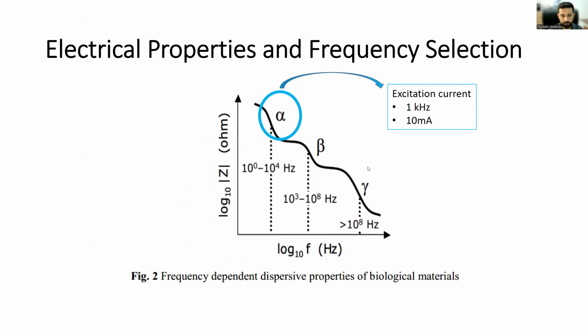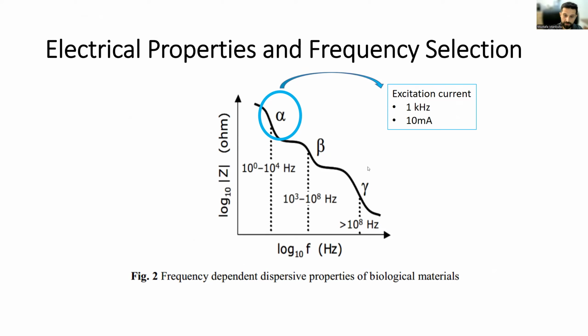Now, why did we select 1 kilohertz? That brings us to figure 2. Biological tissues exhibit frequency-dependent electrical properties, generally described in 3 dispersion regions. The first one is the alpha dispersion, up to 10 kilohertz, which is dominated by ion movement and membrane polarization. And the others, beta and gamma dispersions, involve intracellular and molecular effects occurring at higher frequencies.